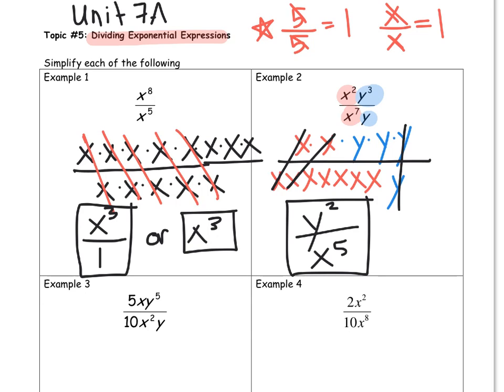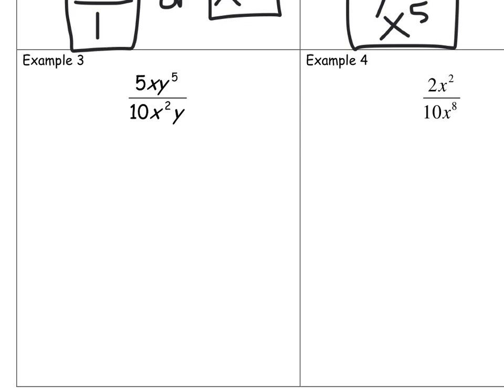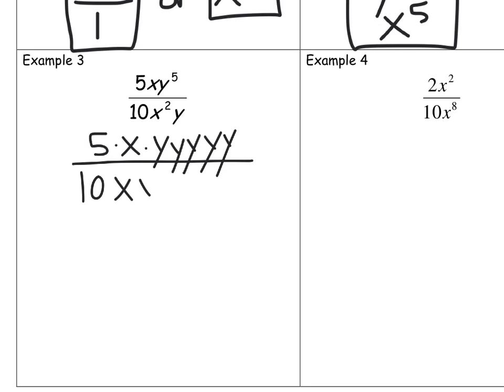All right, next problem. I have 5x to the 5th, so I'm going to expand this. 5, I have an x, and then I have 1, 2, 3, 4, 5 y's. Denominator, I have a 10. I have an x squared, x, and I have 1 y. Let's cancel. X cancels, y cancels. I have 1, 2, 3, 4 y's left in the top, only 1 x in the bottom. So don't forget about this number 5 as well. I have a 5, and then we said 4 y's. The denominator, I have a 10, and only 1 x.